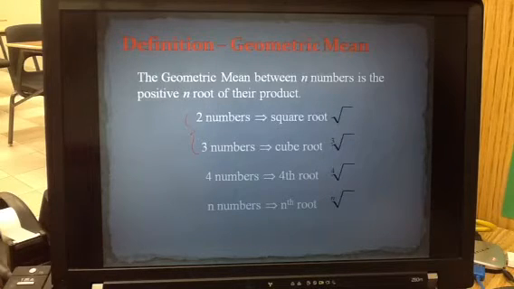When we get to the three numbers, if you do not know how to use cube root on your calculator, you need to make sure you ask Mrs. Nick.